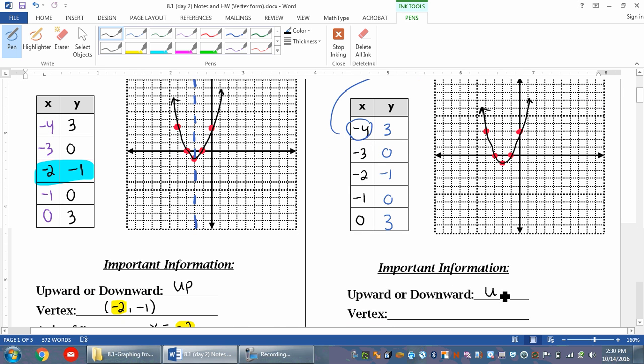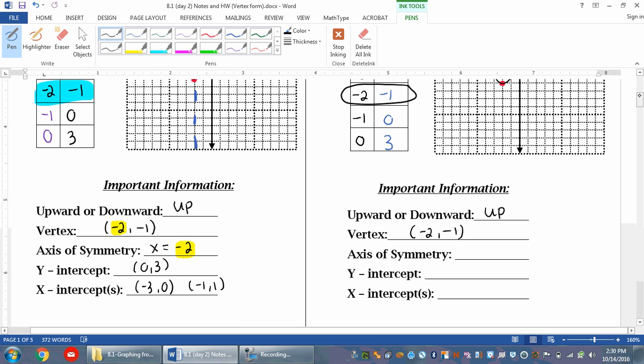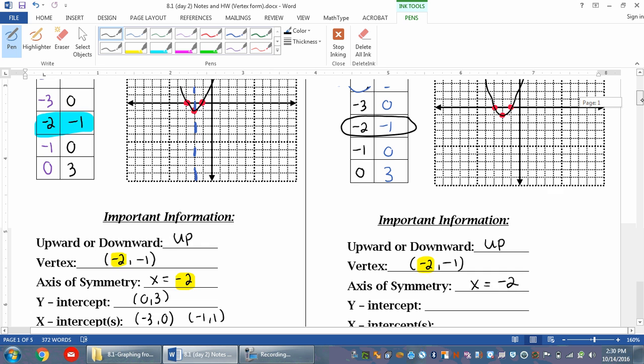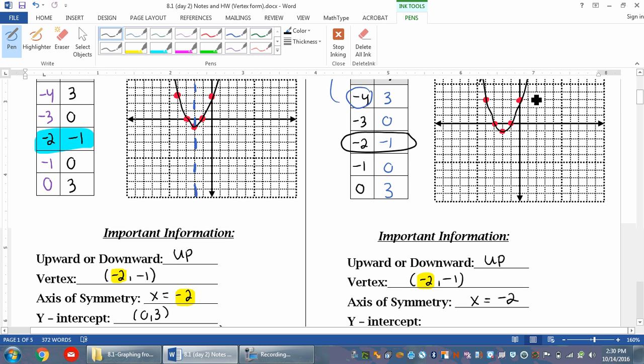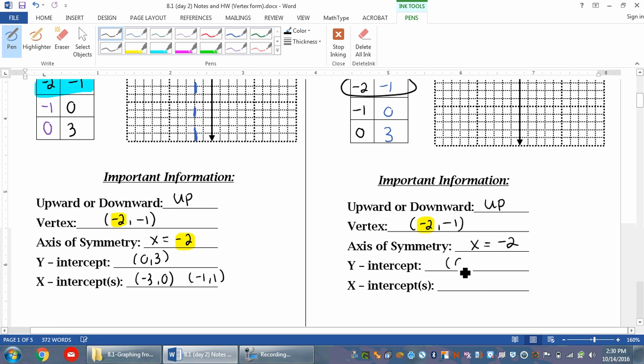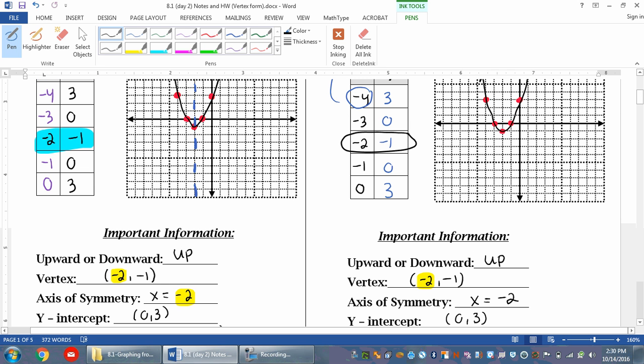My parabola opens up. I do have my vertex. My vertex is negative 2, negative 1. It is the lowest point. Once I know my vertex, I always know my axis of symmetry. It's a vertical line, so it's always x equals, and it's always this first value, the x value, so negative 2. I do have a y-intercept right here, 0, 3. And I think I have 2 x-intercepts. Yep, negative 3, 0, and negative 1, 0.